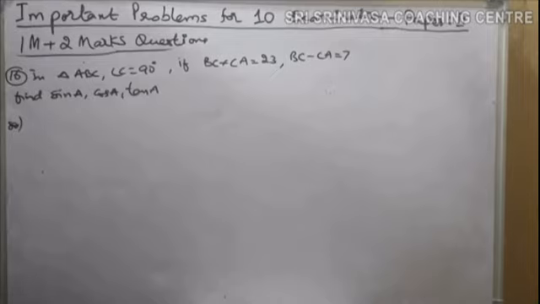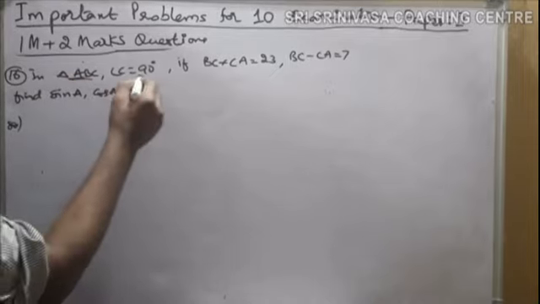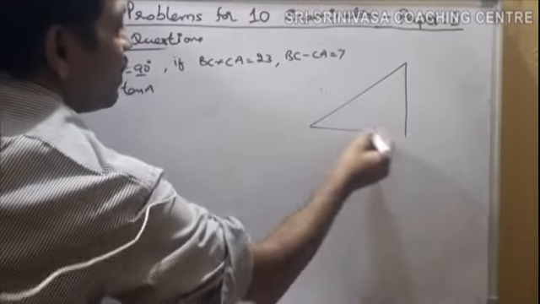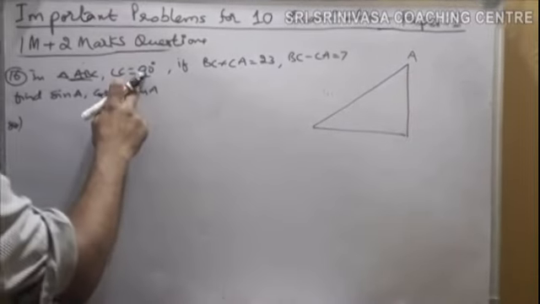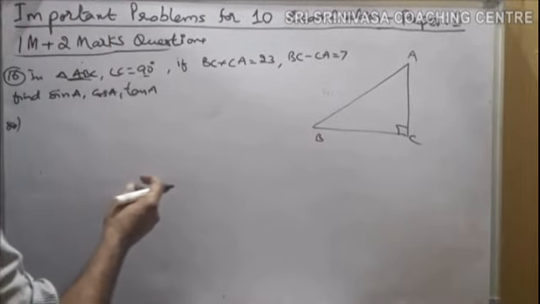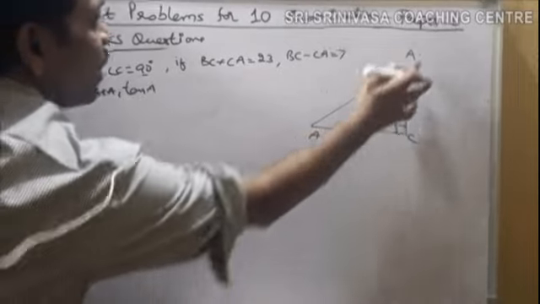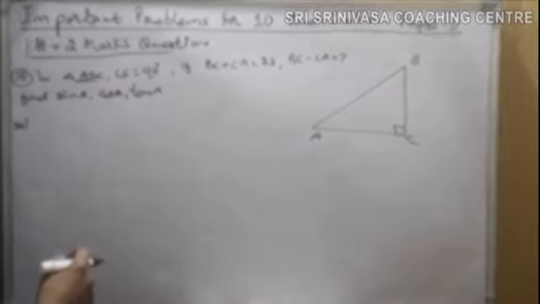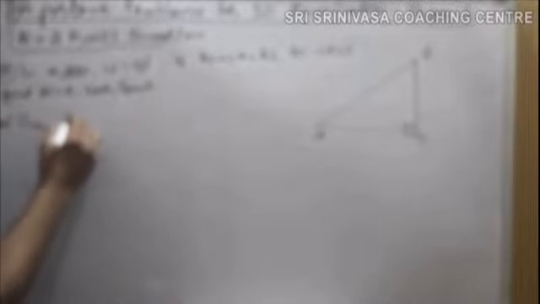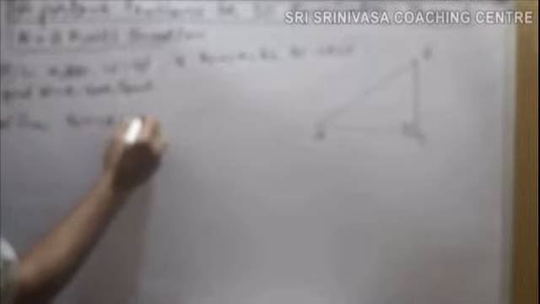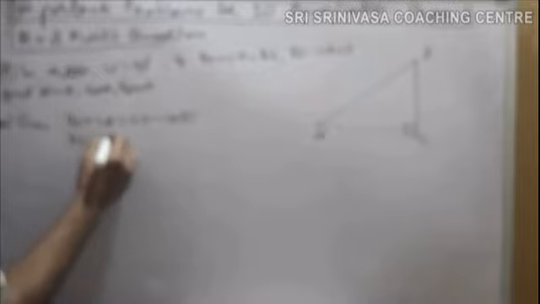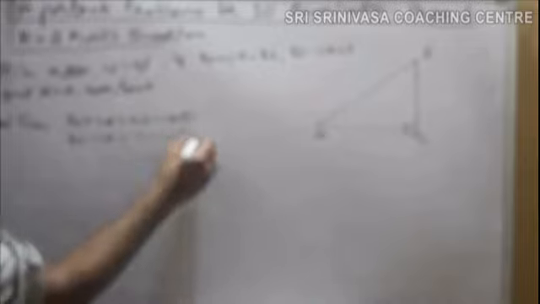Now in this question it is given in triangle ABC angle C is 90 degrees. So let us take one triangle. Since angle C is 90, let me take C here. So let us take A here and B here. Now it is given BC plus CA equal to 23. Let me take this as equation 1, and BC minus CA equal to 7. Let me take this as 2.